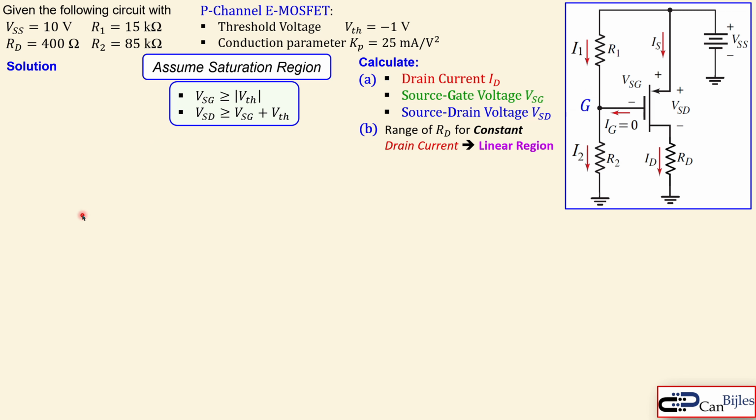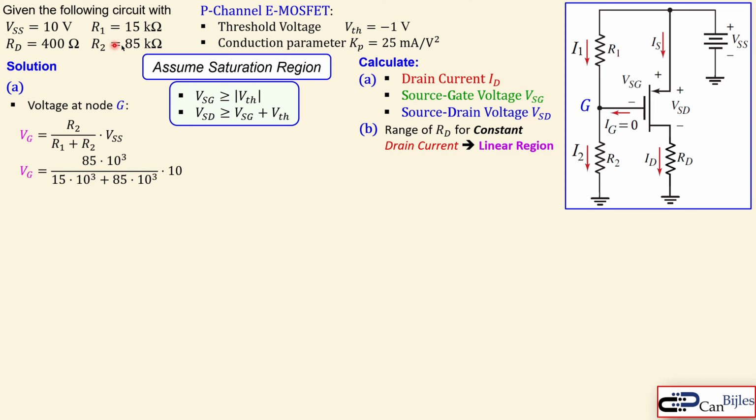We start with the gate voltage for question A. We will use the voltage divider rule for R1, R2 and VSS as our voltage source. So we can calculate 85 kilo ohms over 100 kilo ohms times 10, which gives us 8.5 volts. So at the node G, we will see 8.5 volts.